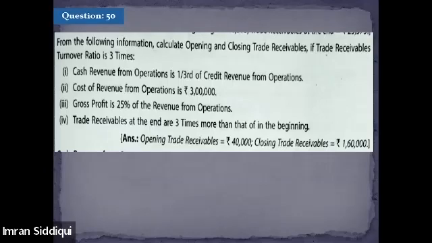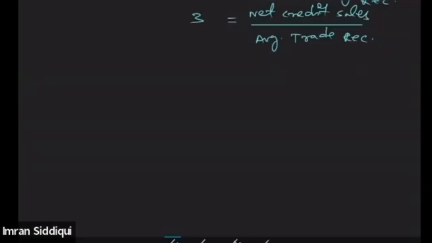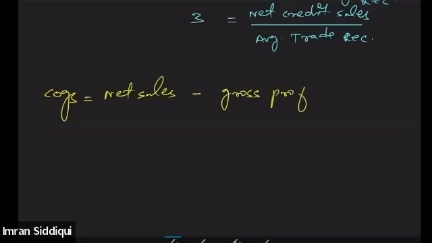To find out the value of the net credit sale, I think we can apply the formula of the COGS, right? COGS is given in the question. Cost of revenue from operation is given. And I've told you that COGS stands for cost of revenue from operation. So what is the formula for cost of revenue from operation? We have two formulas. Net sales minus gross profit, and opening stock plus net purchase plus direct expense minus closing stock. But as per this question, I think we should use this formula. COGS is already given in the question as 3 lakh.